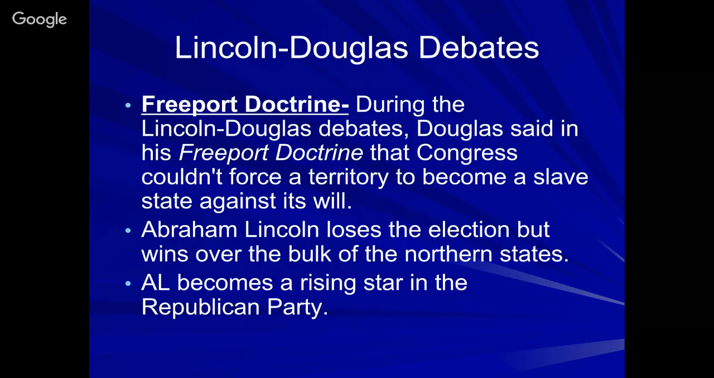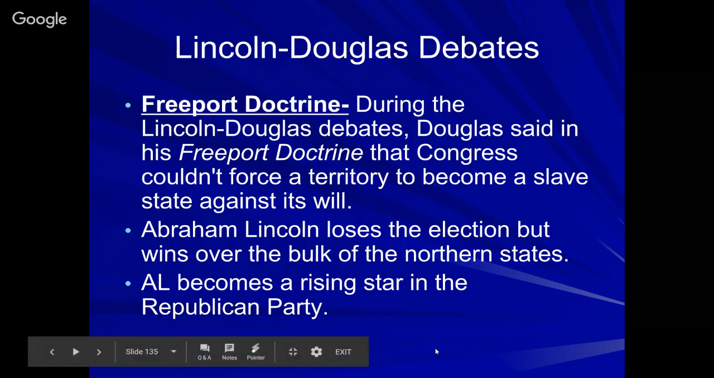But ultimately, what we need to understand about the Lincoln-Douglas debates is that the national media is there reporting, following Lincoln and Douglas through these debates. And people around the country begin to learn who Abraham Lincoln is. Though he loses the election, Lincoln wins over the bulk of the northern states. And so by 1860, Lincoln is a leading candidate to win the Republican nomination for president. The Lincoln-Douglas debates vault Lincoln into a rising superstar in the Republican Party.